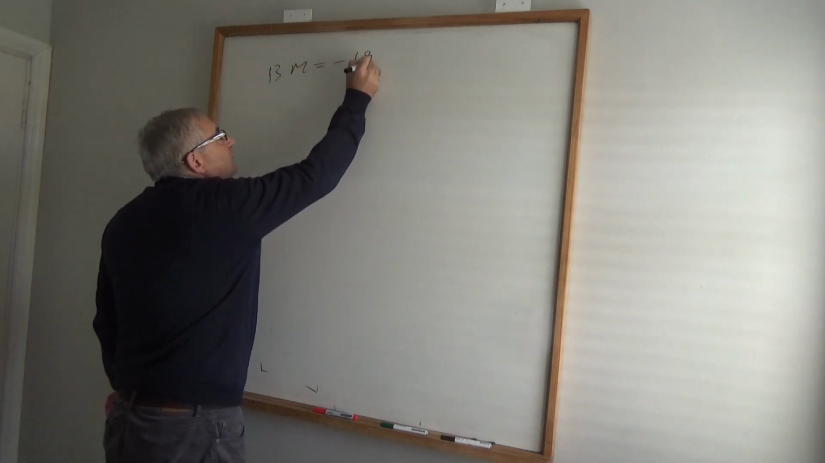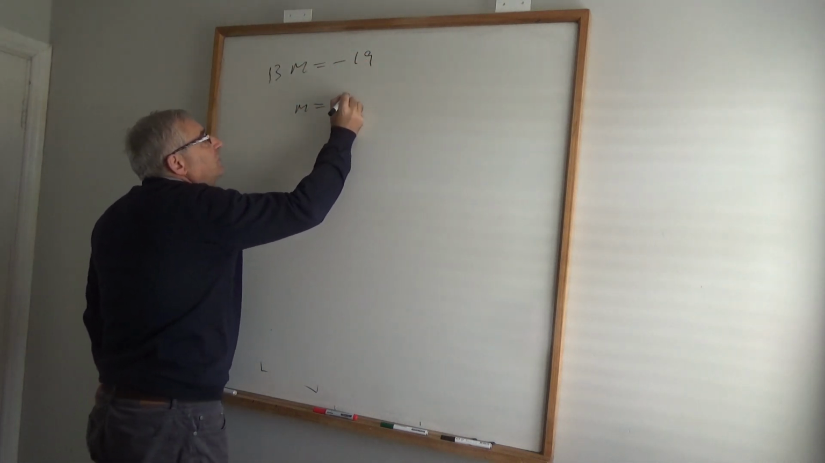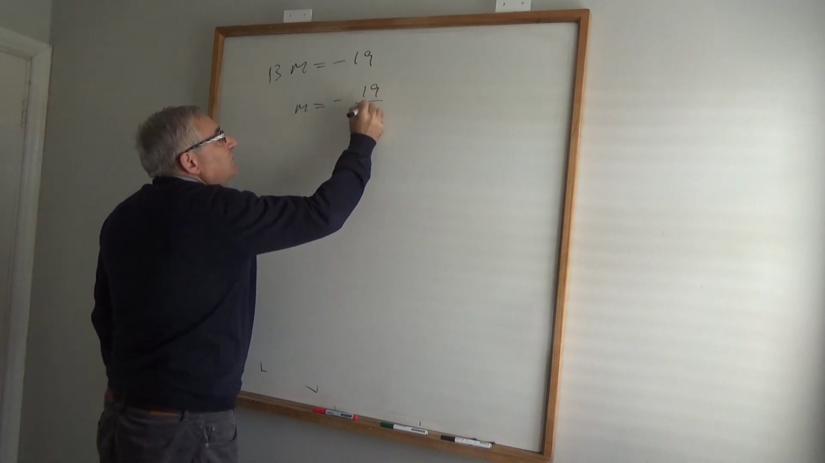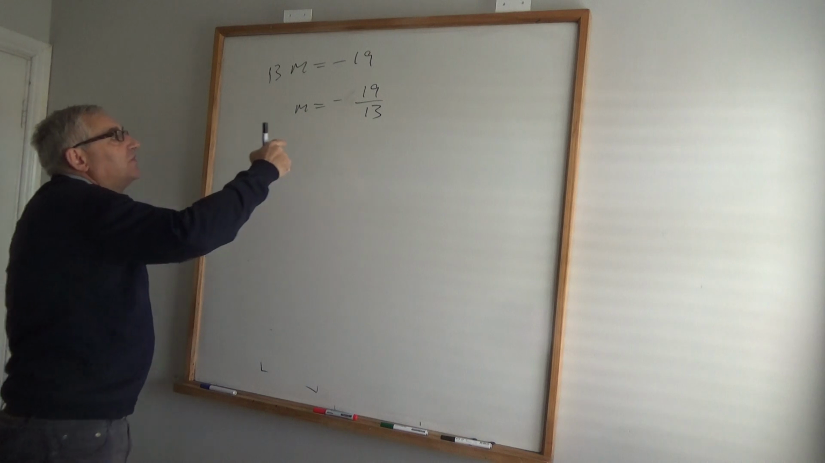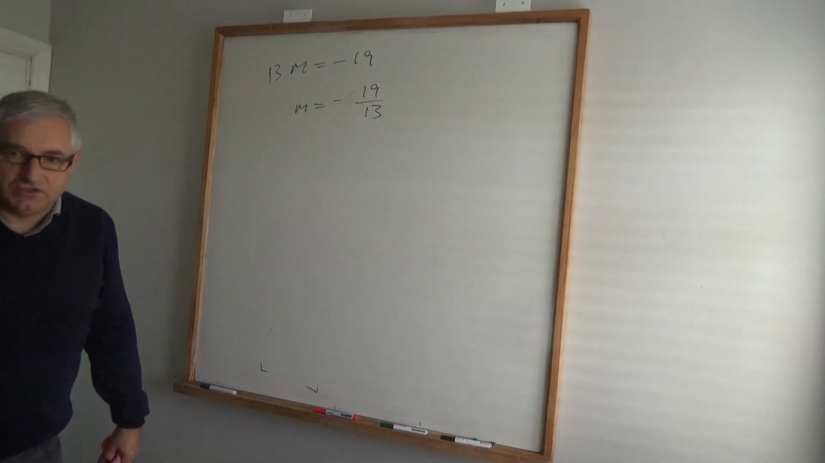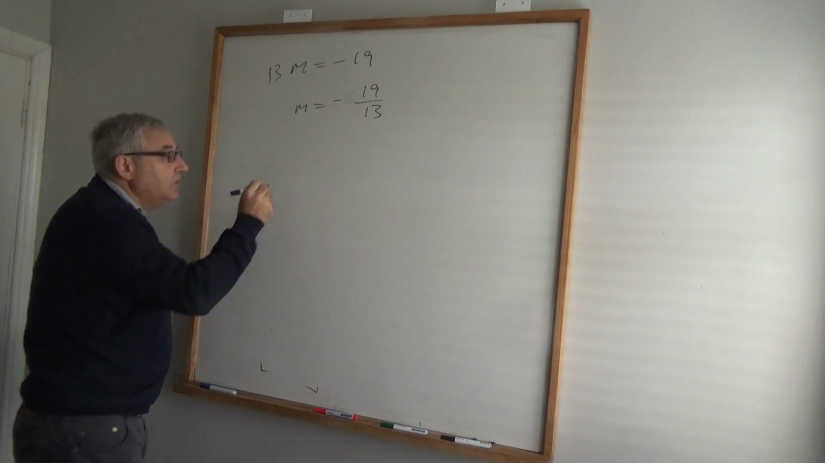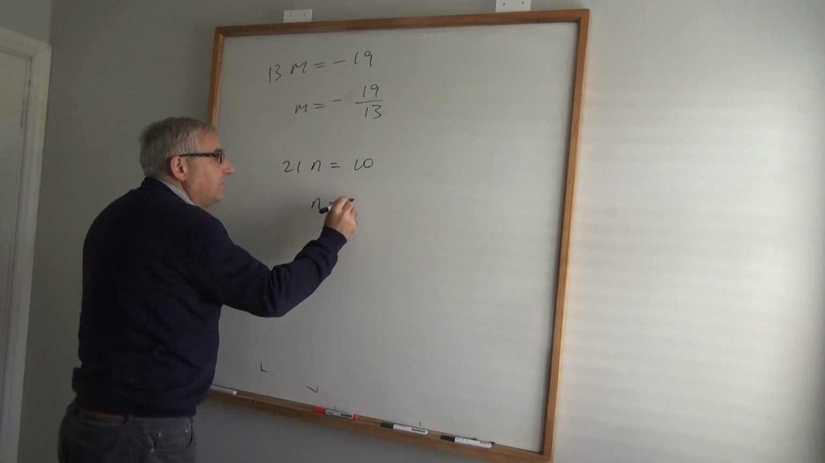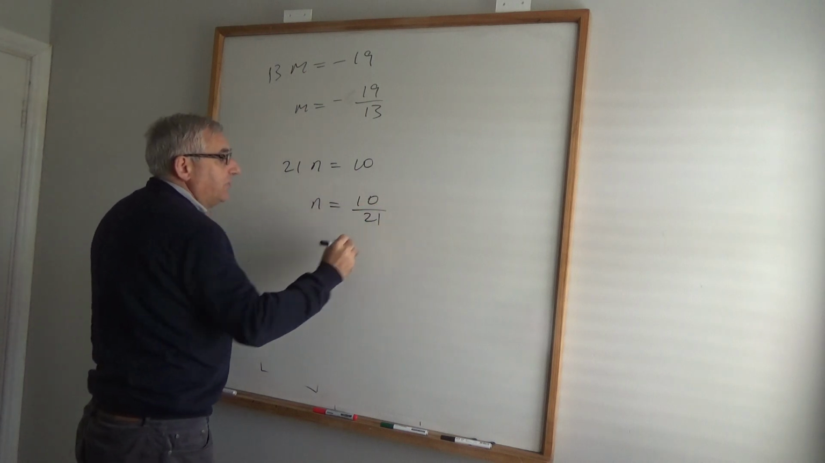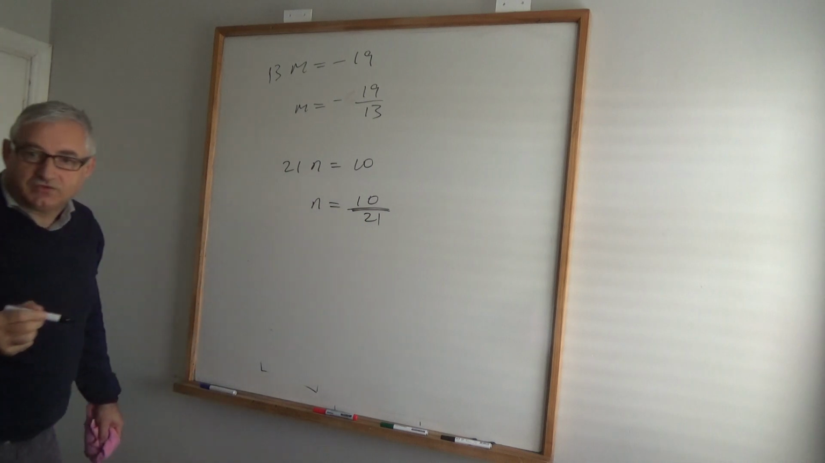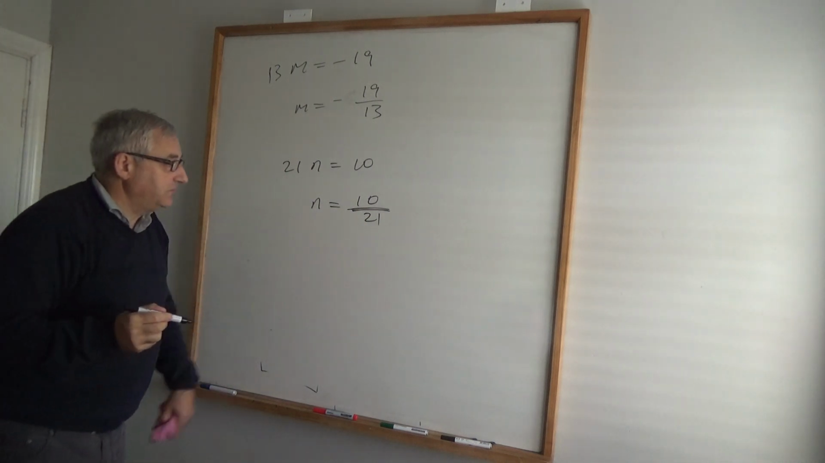13m equals negative 19. No real challenge here. Drop the 13 down and you're done. Well, bring the minus out of the fraction, introduce a fraction bar and drop down to 13. 21n equals 10. Simply drop down. And drop it down where? Well, that's for you to make the clever move of introducing the fraction bar. And then you've dropped down and you've 10 over 21.